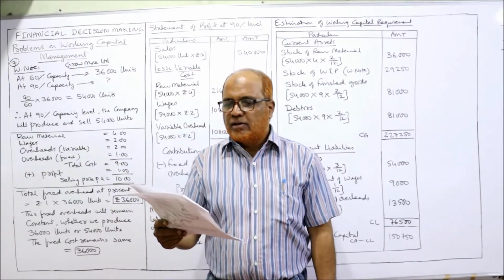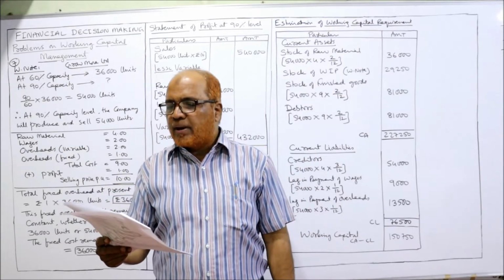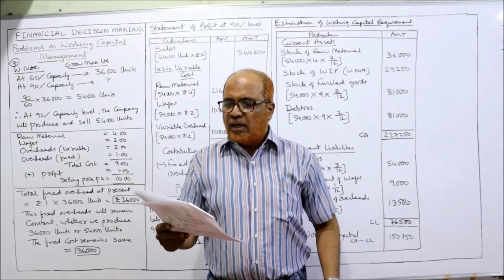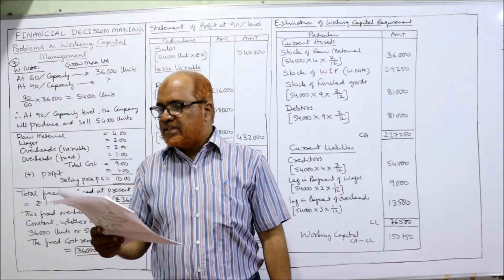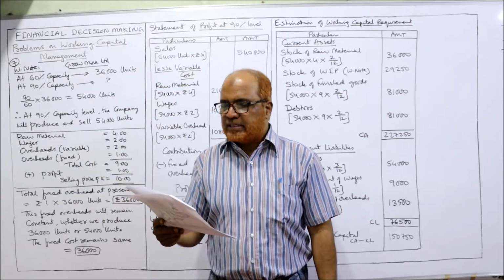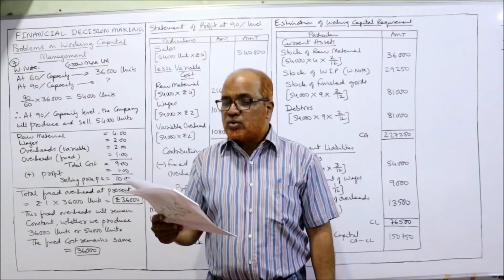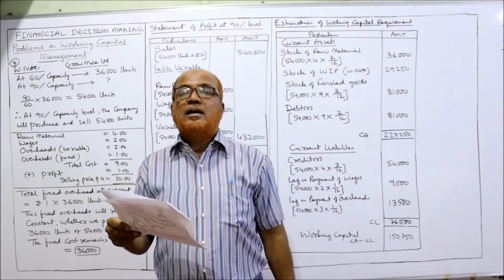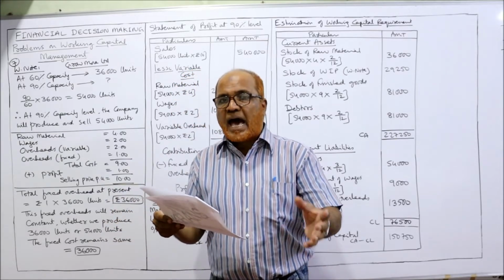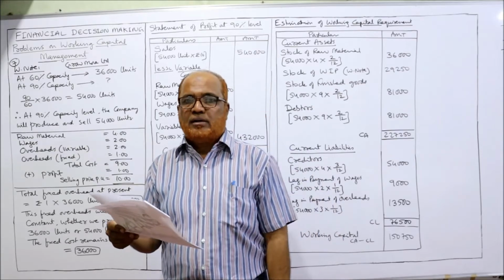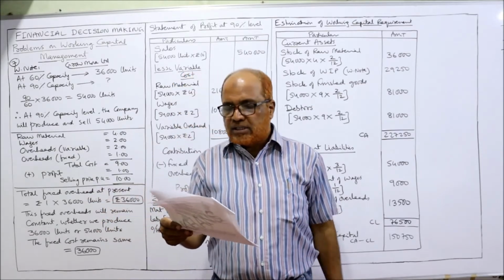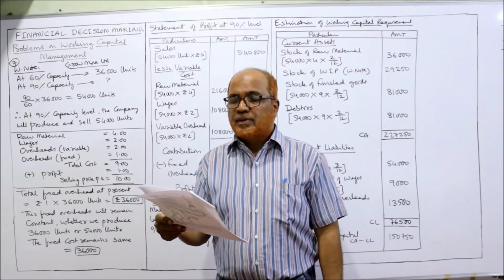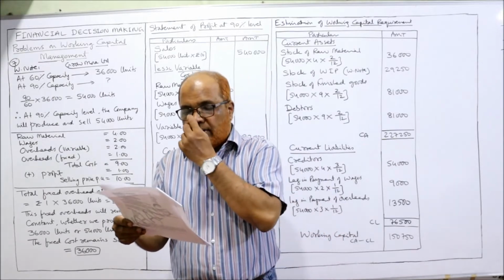Problem number 7. Growmore Limited is presently operating at 60% level, producing 36,000 units per annum. In view of favorable market conditions, it has been decided that from 1st Jan 2022, the company would operate at 90% capacity. So presently the company is operating at 60% capacity and producing 36,000 units only. But from the year 2022, the company would operate at 90% capacity. So there is increase. The following information is available.